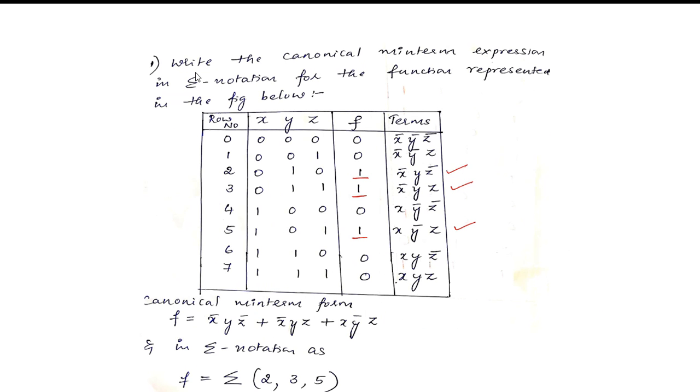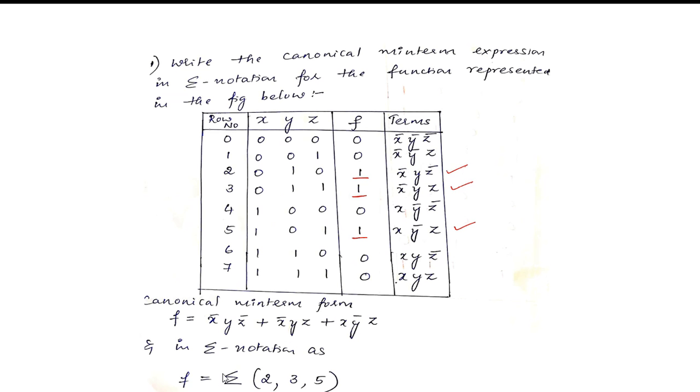Look at here. What is asked? Write the canonical minterm expression in sigma notation for the function represented in the figure below. So canonical minterm is asked, and also it is asked to write with the sigma notation. Canonical minterm form you can write for logical one outputs, that you know, right? For your simplification purpose, one more column is added here, that is to write the terms. So you write the equations here.